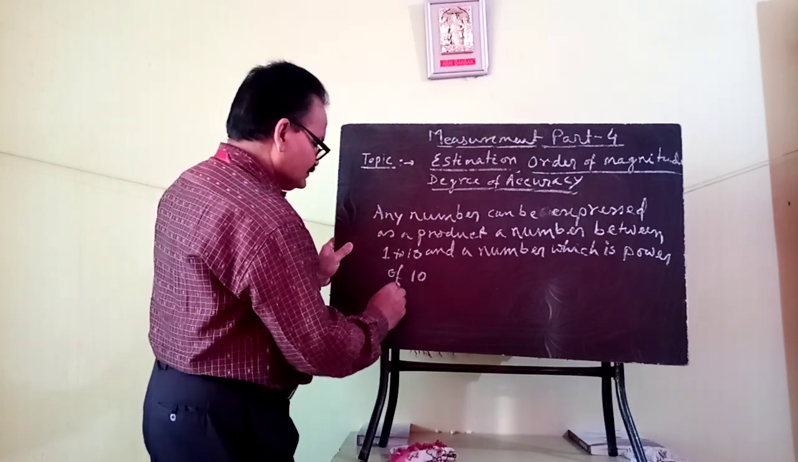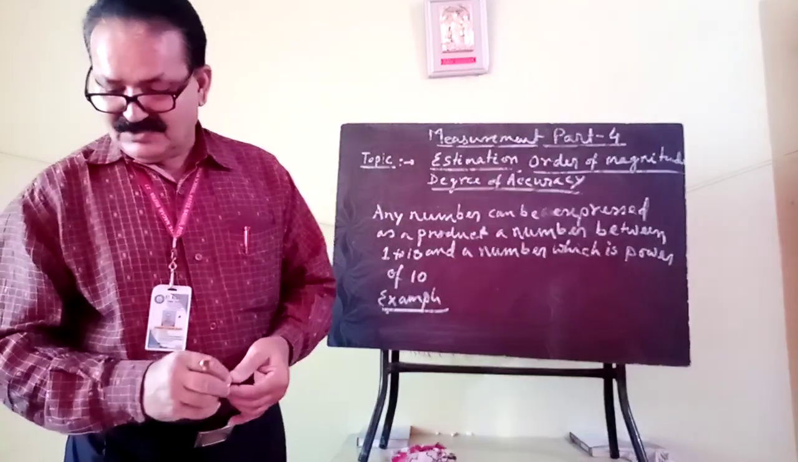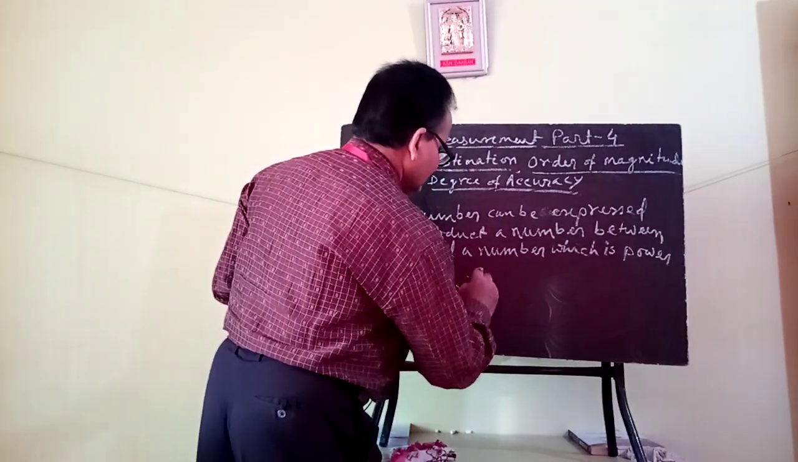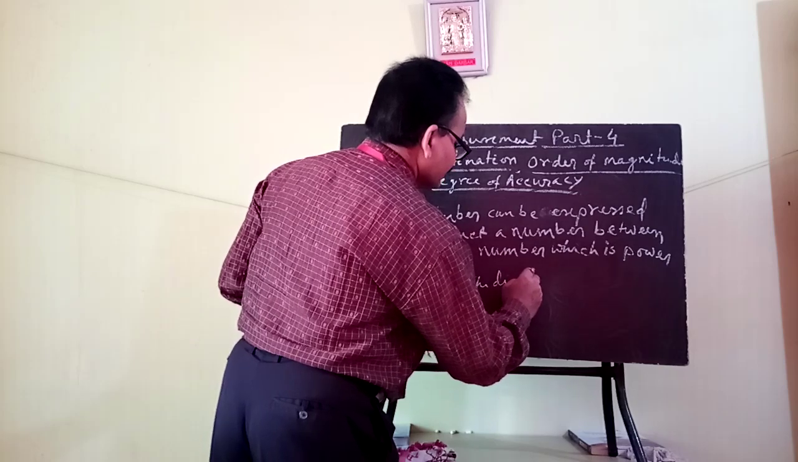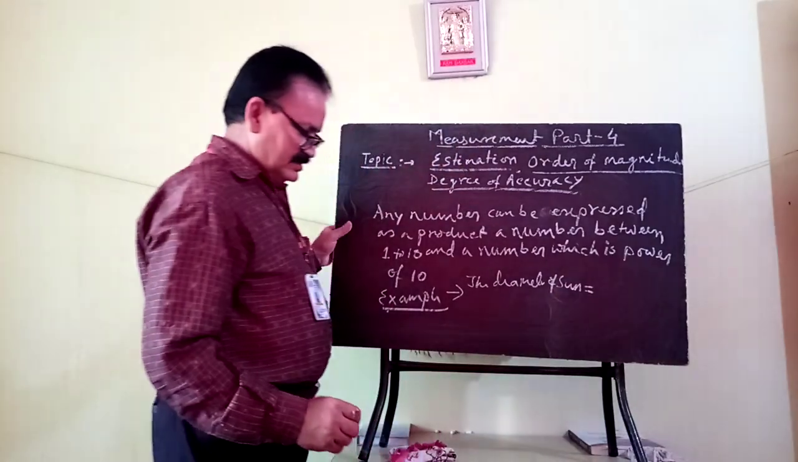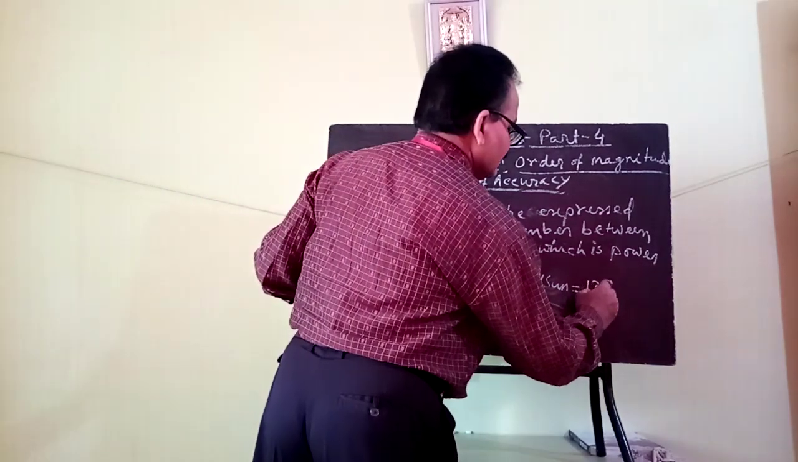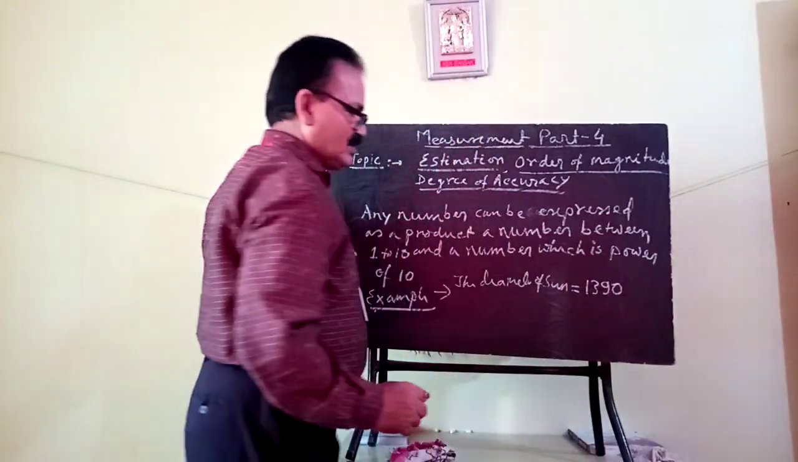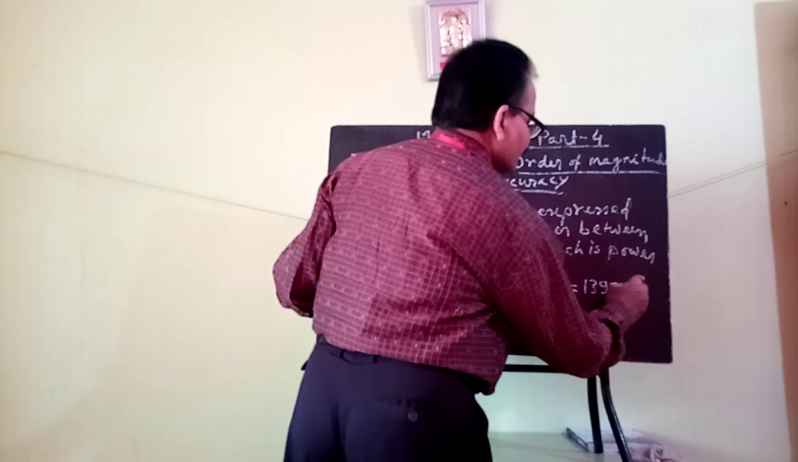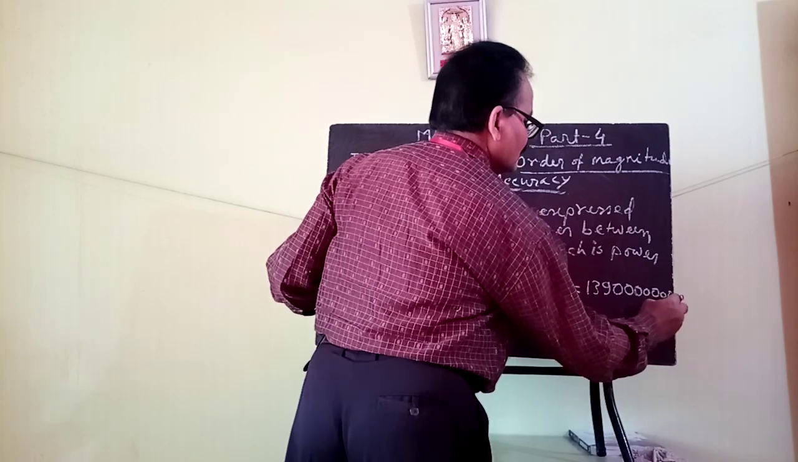As for example, the diameter of the Sun. What is the diameter of the Sun? After writing 1390, there are 6 more zeros. This much in meters.